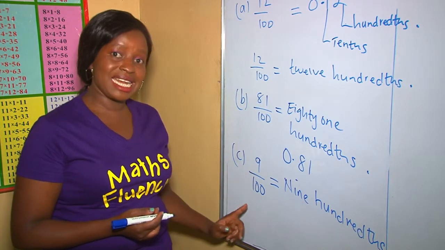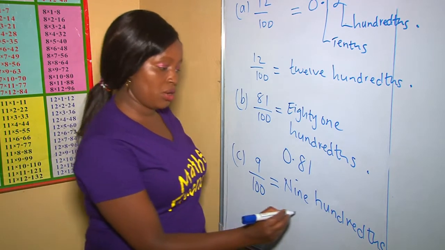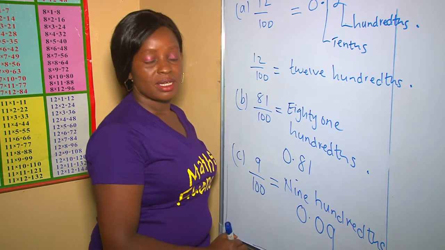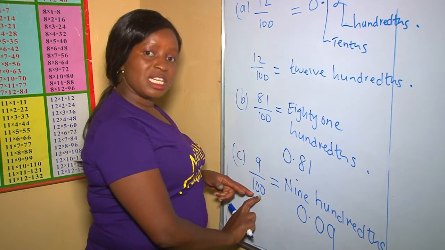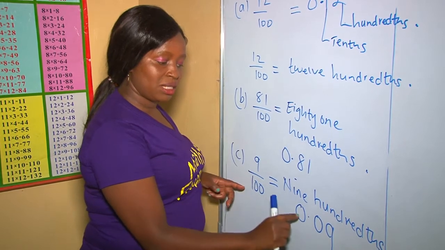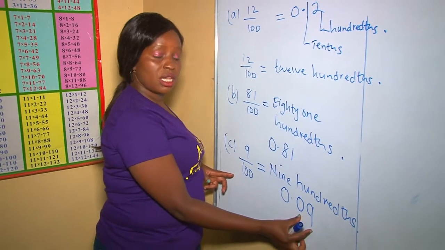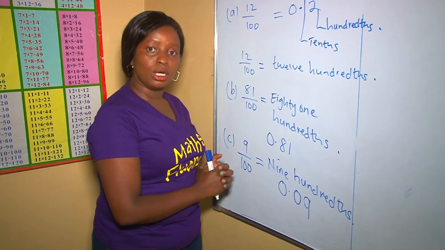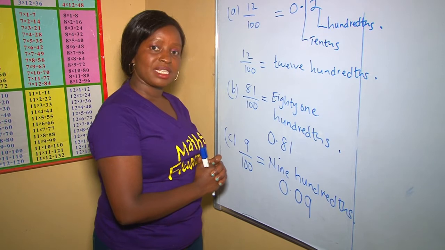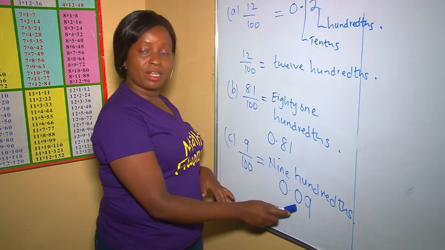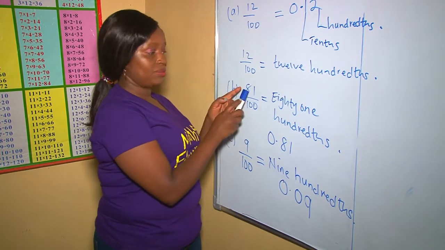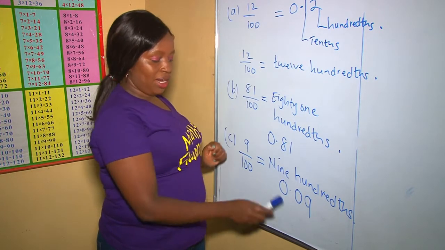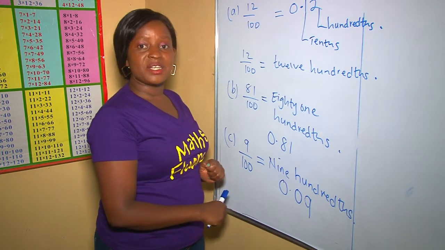Therefore, 9 over 100 as a decimal is going to be 0.09. Because of these two zeros, it is a must after the decimal point to have two digits. And because it's only the 9, the other digit here, we introduce a 0 to take the place of tenths. Remember, in the tenths value, there wasn't any number. Therefore, our answer is 0.09.